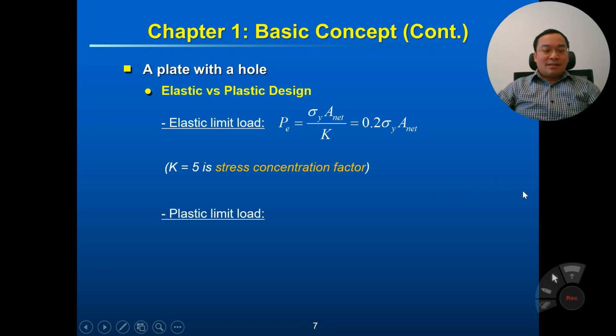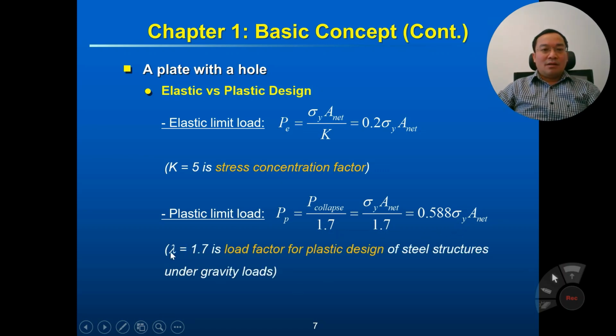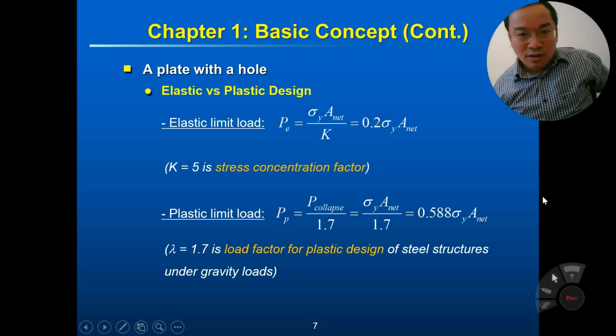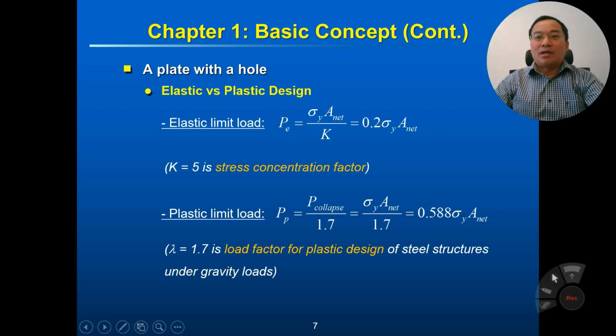In plastic limit load, we have PP. PP means plastic limit load equal to P collapse divided by 1.7. I already mentioned, here lambda equal to 1.7 is the load factor for plastic design of steel structure under gravity load. So remember, lambda equal to 1.7 will be applied for all plastic design of steel structure under gravity load.